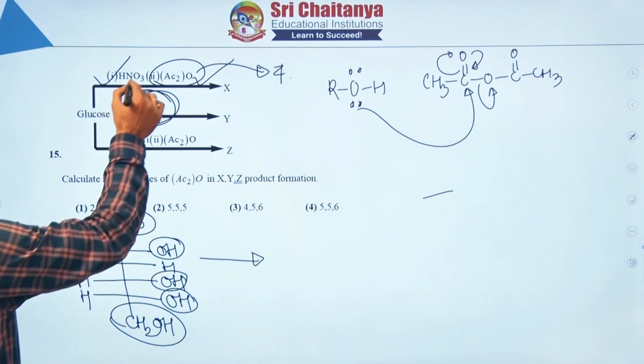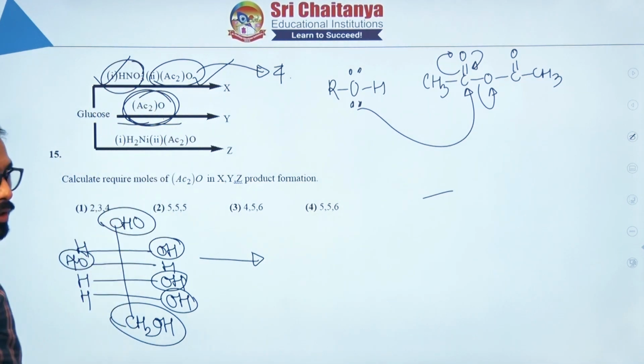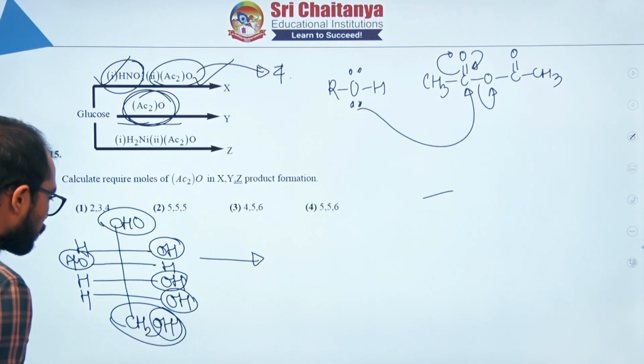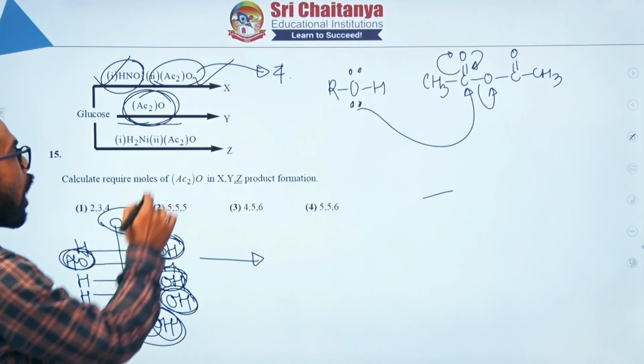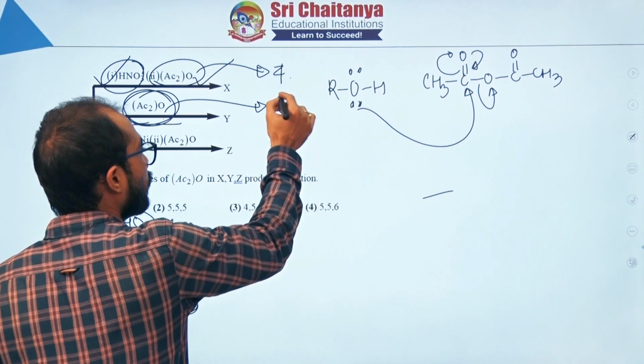Now, in the second case, there is no HNO3, we are directly reacting with glucose, and in this particular case, we have 5 OH groups, 1, 2, 3, 4 and 5. So, here how many moles will be required? 5 moles will be required.